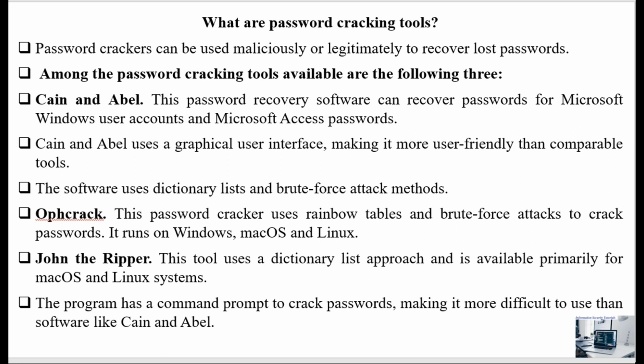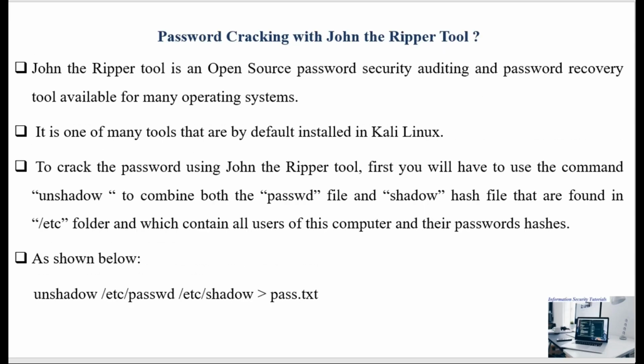And the third tool, John the Ripper, that we will demonstrate how to use during this tutorial. This tool uses a dictionary list approach and is available primarily for Mac OS and Linux systems. The tool has a command prompt to crack passwords, making it more difficult to use than software like Cain and Abel. Let's discuss how to use John the Ripper cracking tool.